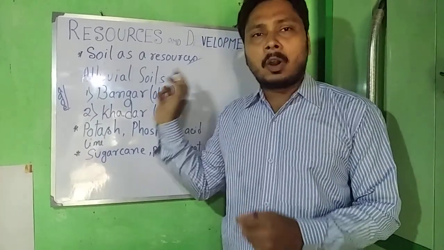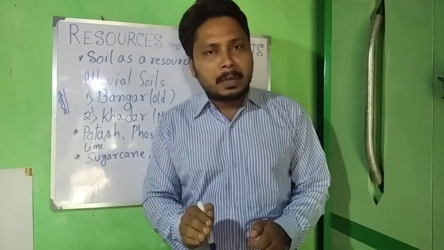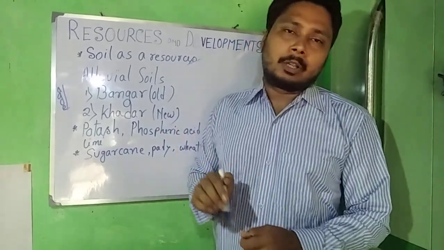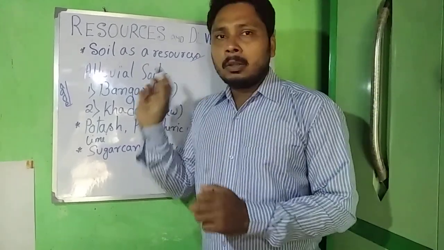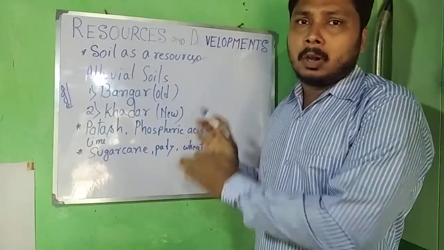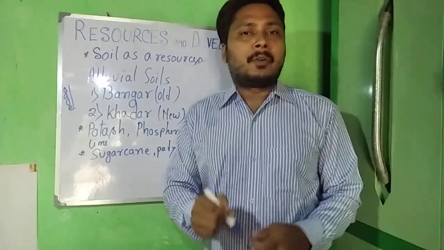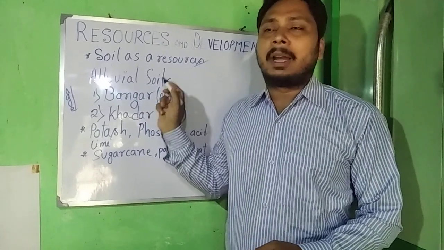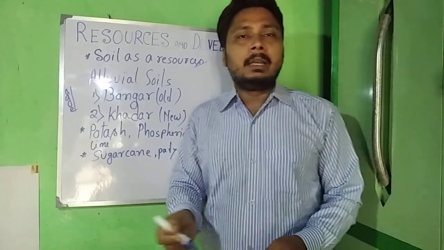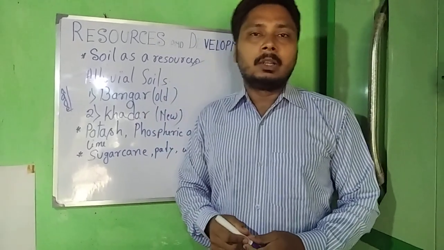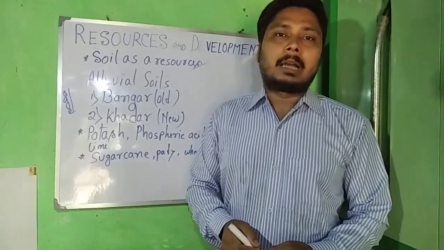Not only the northern plain, we can find this alluvial soil in Gujarat and Rajasthan also. And in the eastern coastal part of our country, we can also find this alluvial soil, mainly in the deltas of Mahanadi, Godavari, Krishna and Kaveri.